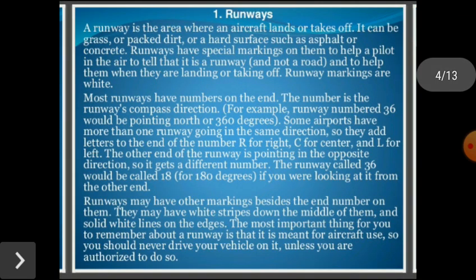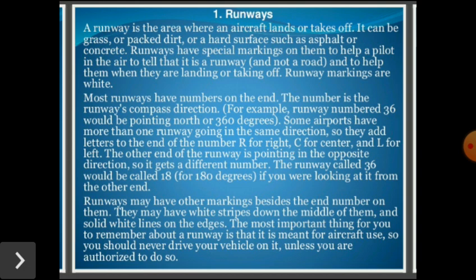So what is a runway? A runway is the area where an aircraft lands or takes off. It can be grass or packed dirt or a hard surface such as asphalt or concrete. Runways have special markings on them to help a pilot in the air to tell that it is a runway and not a road, and to help them when they are landing or taking off. Runway markings are white in color. Most runways have numbers on the end. The number is the runway's compass direction. For example, a runway numbered 36 would be pointing north, or 360 degrees.